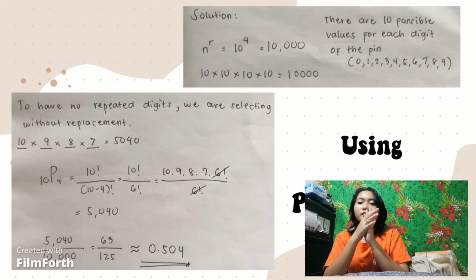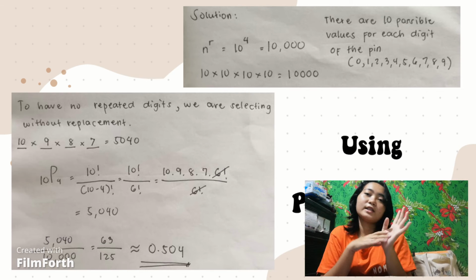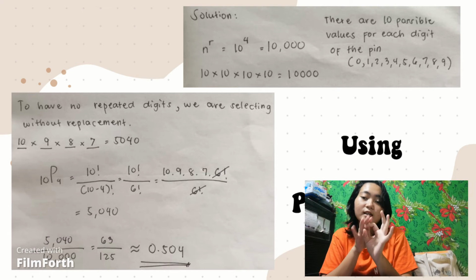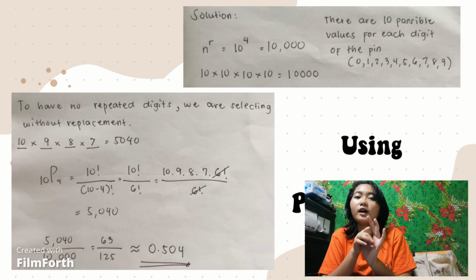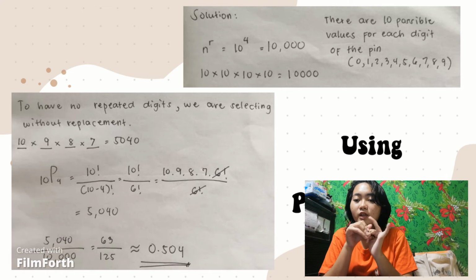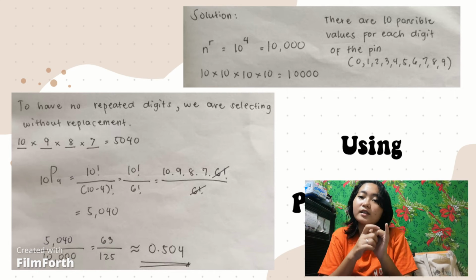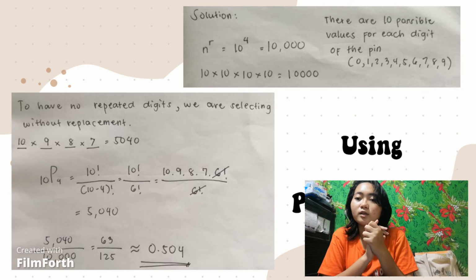As we learned from previous lessons, you just do this. In the first number, we have 10 possible choices. Since it is not repeated, we only have 9 possible choices left for the second digit. And then since that number is not repeated again, we have 8 possible digits left. And then for the last digit, we have 7 possible choices left. So 10 times 9 times 8 times 7 is equal to 5,040.